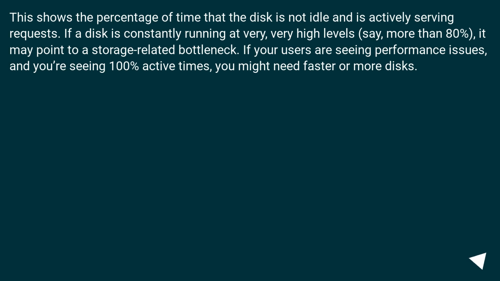This shows the percentage of time that the disk is not idle and is actively serving requests. If a disk is constantly running at very high levels, say, more than 80%, it may point to a storage-related bottleneck. If your users are seeing performance issues, and you're seeing 100% active times, you might need faster or more disks.